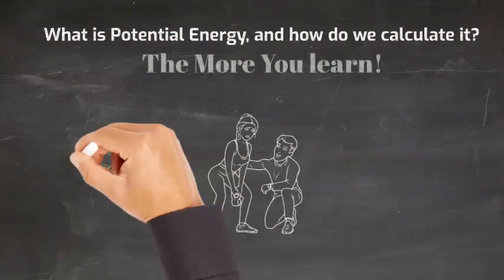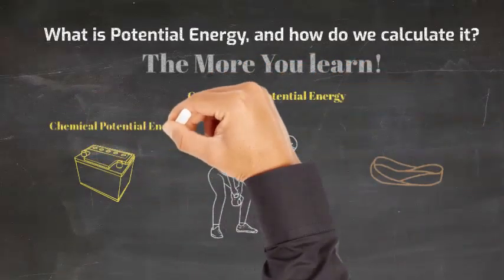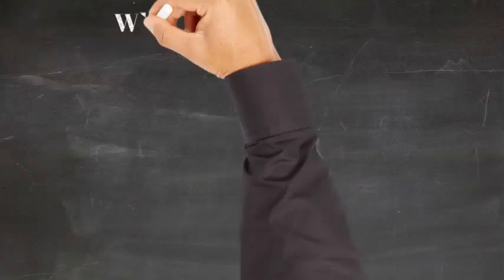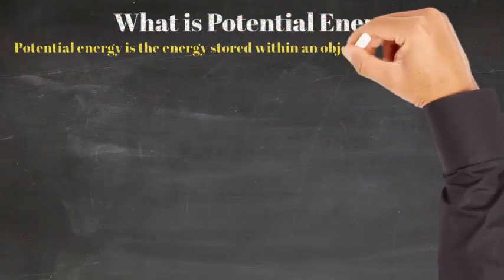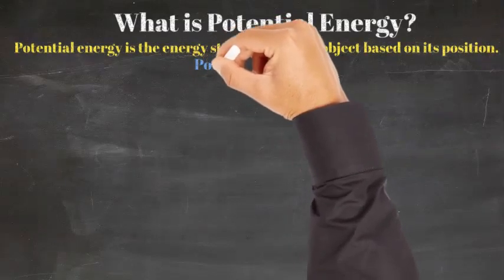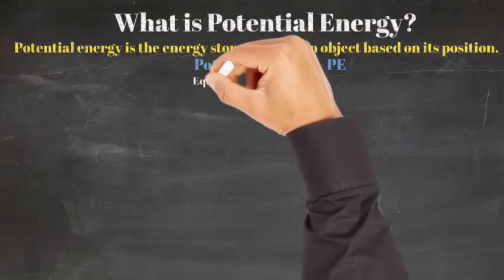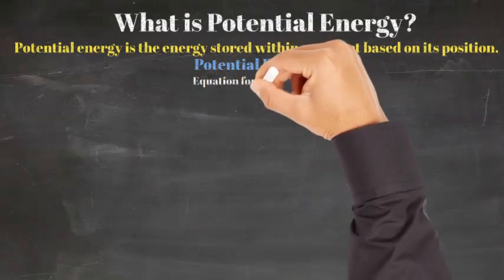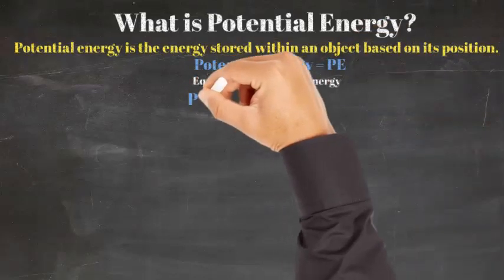Today we will be talking about what potential energy is, its relationship to kinetic energy, and how we calculate it. Potential energy is the energy stored within an object based on its position. There are three primary forms of potential energy. The three forms of potential energy are elastic potential energy, gravitational potential energy, and chemical potential energy.